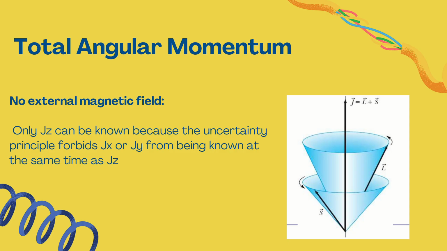Total angular momentum. If there is no external magnetic field, the total angular momentum J is conserved in magnitude and direction, and the effect of internal torques is the precession of L and S around the direction of the resultant J. Only Jz can be known, because the uncertainty principle forbids Jx or Jy from being known at the same time as Jz.